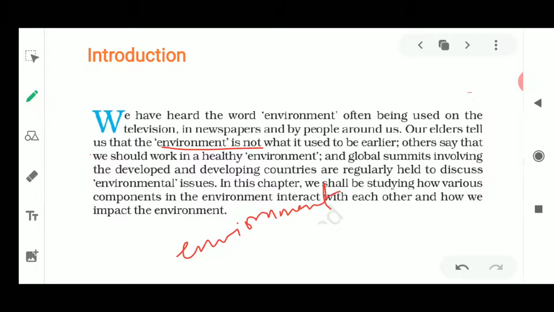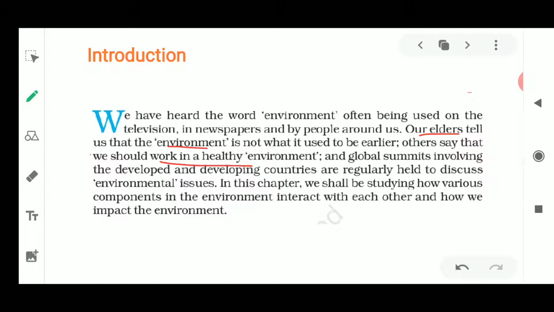So what all things are present, why is it being said that our environment has changed? Let's find out. Our elders tell us that the environment is not what it used to be earlier. Others say that we should work in a healthy environment. We are talking about the same word in different manners. One environment is used by our elders, who say that the environment is not what it was earlier, and we also say that we should work in a very healthy environment.